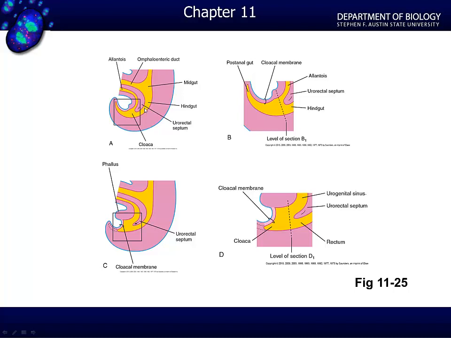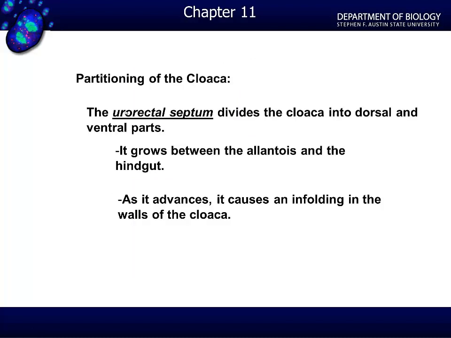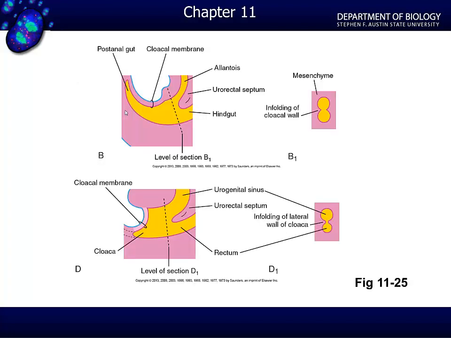Again, we're going to have portions for our solid waste, which is going to be our rectum, and then we have our urinary system. We haven't divided them off yet. You can see that we're in the process of doing that in these various illustrations. Now let's look at the mechanics of how we're going to do that. So in the cloaca, we're going to have this solid column of tissue that's called the urorectal septum. This is going to grow between the allantois, which I mentioned previously, and the hindgut. And as it advances, it's going to further separate our alimentary canal from our urogenital system. And it's going to fuse with and connect with the cloacal membrane to finalize that separation.